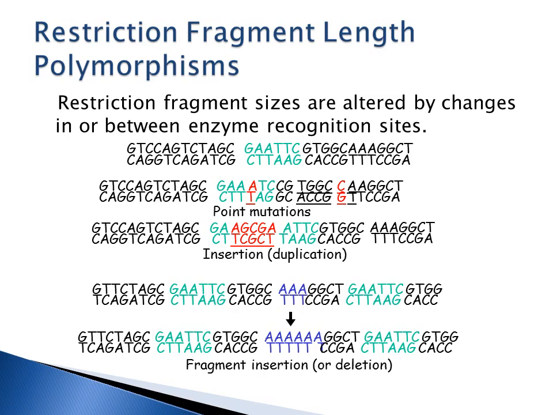You can also have an insertion or duplication, or you can have deletions and insertions in the DNA in between two restriction sites, and those are going to change the sizes that you would get when you run this on a gel and then blot.